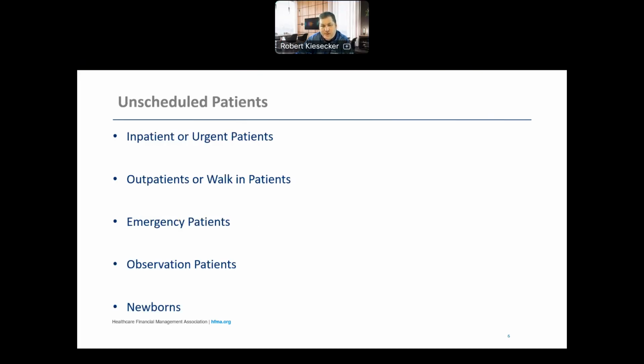Unscheduled patients. Okay. So I'll hop over to this second bullet: outpatients and walk-in patients, emergency patients. When we talk about the EDs, we talk about urgent cares. These are facilities that are specifically designed for an unscheduled patient. EDs are one of the most common sources of unscheduled admissions.